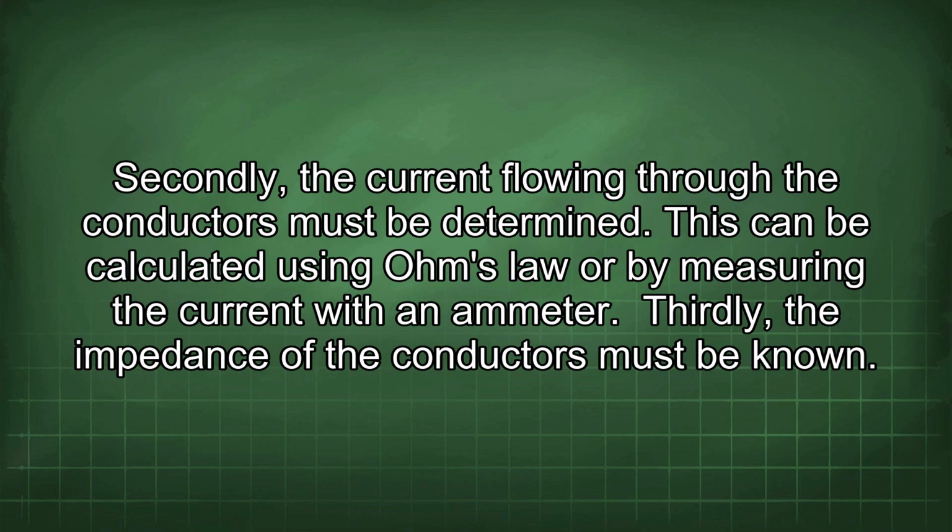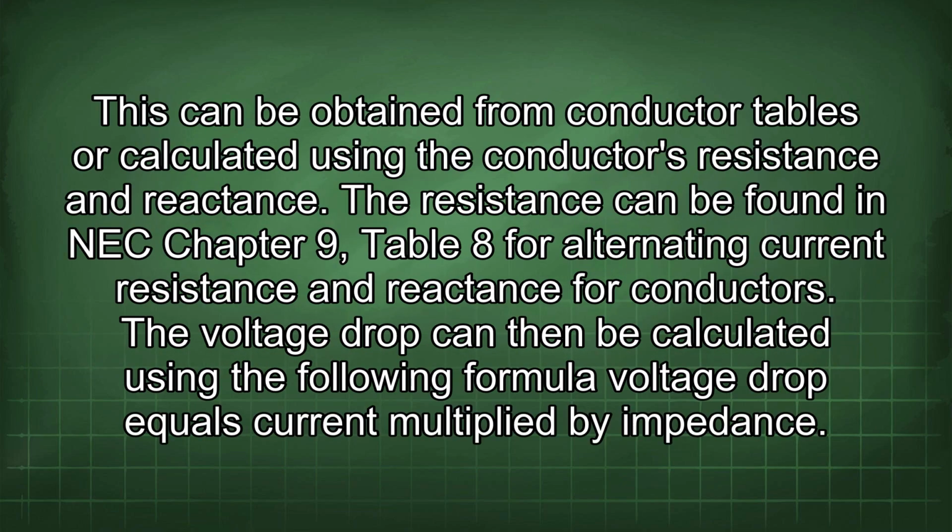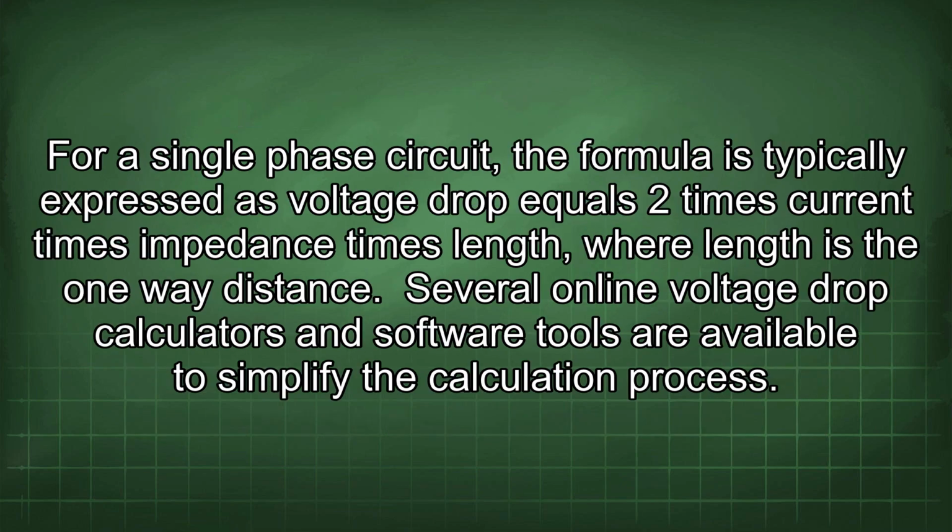Thirdly, the impedance of the conductors must be known. This can be obtained from conductor tables or calculated using the conductor's resistance and reactance. The resistance can be found in NEC Chapter 9, Table 8 for alternating current resistance and reactance for conductors. The voltage drop can then be calculated using the following formula: voltage drop equals current multiplied by impedance. For a single-phase circuit, the formula is typically expressed as voltage drop equals 2 times current times impedance times length, where length is the one-way distance.